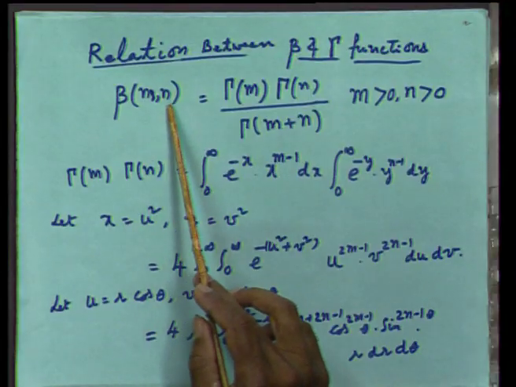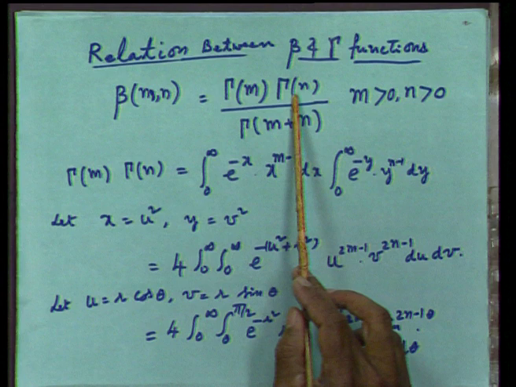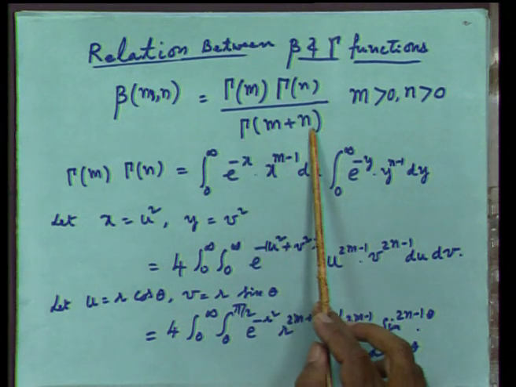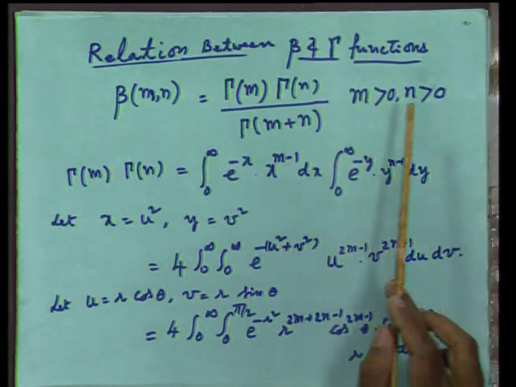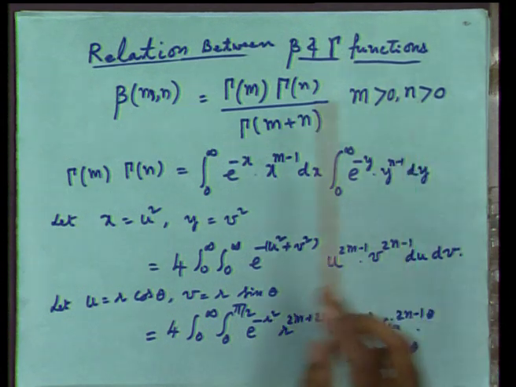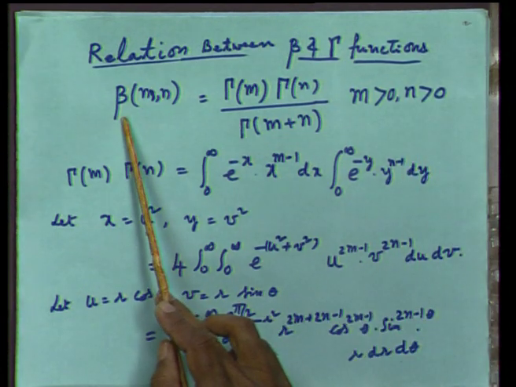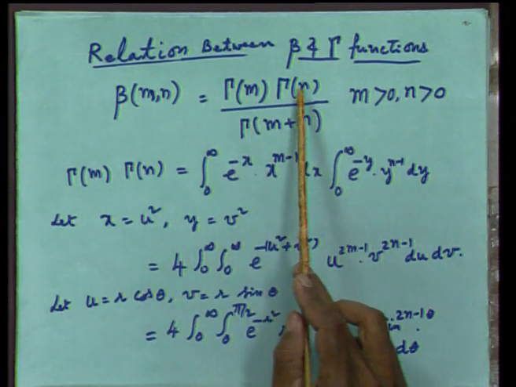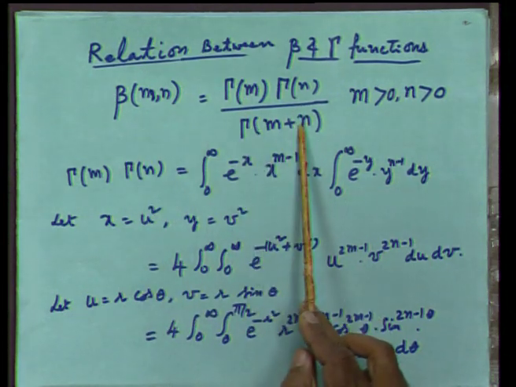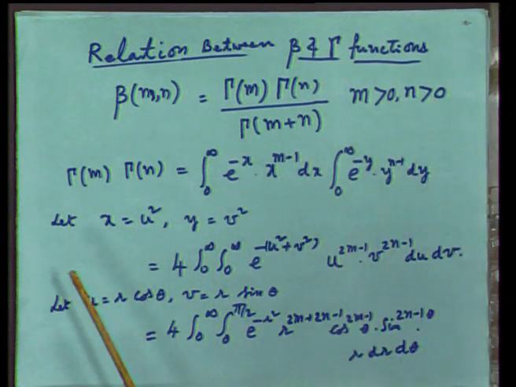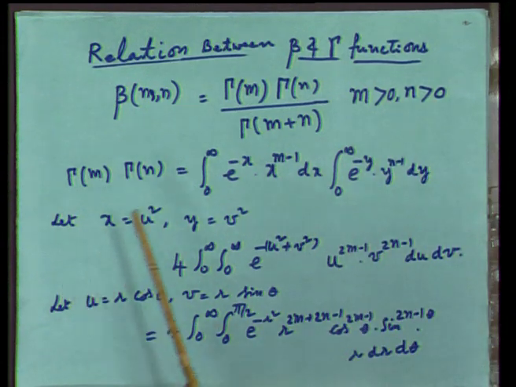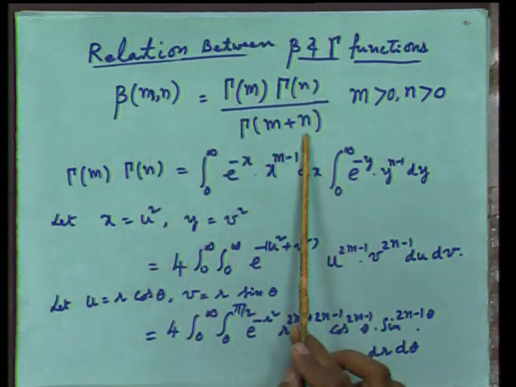Now, let us establish a relationship between the beta and gamma functions. The relationship is stated here: beta mn is equal to gamma m gamma n divided by gamma m plus n, where m is greater than 0 and n is greater than 0. The relationship is once again stated here: beta mn is equal to gamma m into gamma n divided by gamma m plus n for m greater than 0 and n greater than 0.